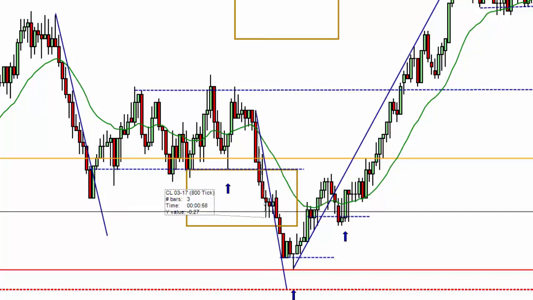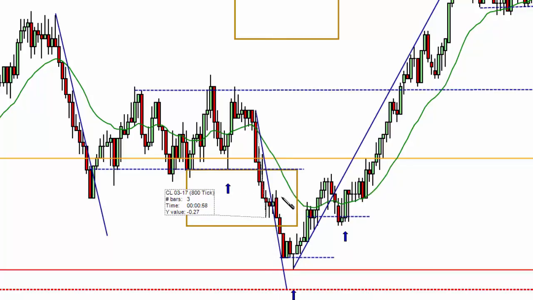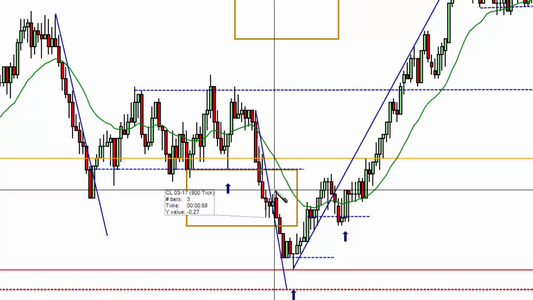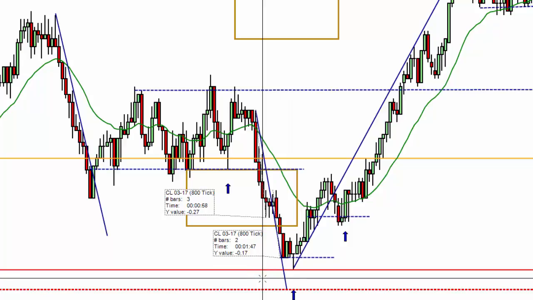It hesitates in this area. You can see it takes a few minutes, and then it moves again. And it moves from here down to the very bottom right here in a minute and 47 seconds.